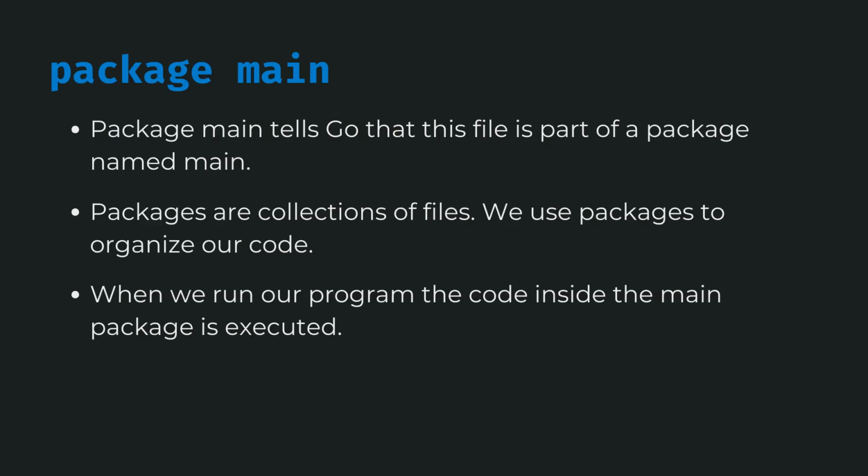So the first line of code says package main, and a package is just a group of files. Packages help us to organize our code. So this code right here is telling Go that this file is part of a package named main. We could actually name the package anything we wanted, but there's a reason why we name it main. And that's because the main package is treated differently than other packages. When you run a Go program, the code inside the main package is executed. This means that if we name our package something other than main, we wouldn't be able to execute its code directly.